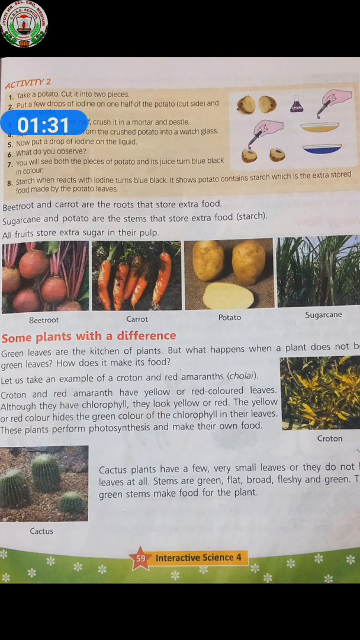And the cactus plant has a few very small leaves or does not have leaves at all. Stems are green, flat, broad and fleshy. These green stems make food for the plant. So in a cactus, who will make food for the plant? The stems will make food for the plant. They do not have leaves or have very small leaves. So stems are green, flat, broad and fleshy. These green stems make food for the plant.